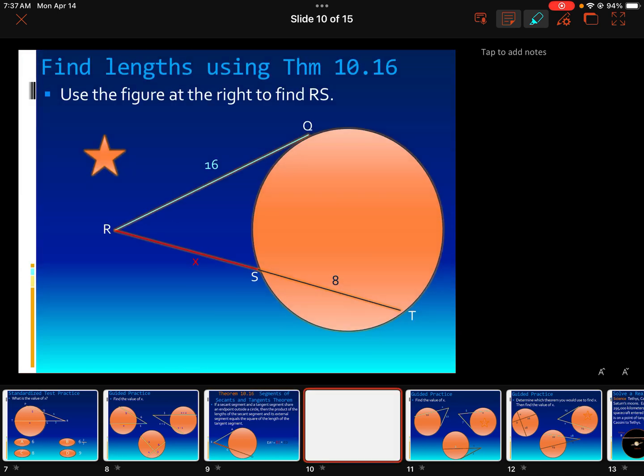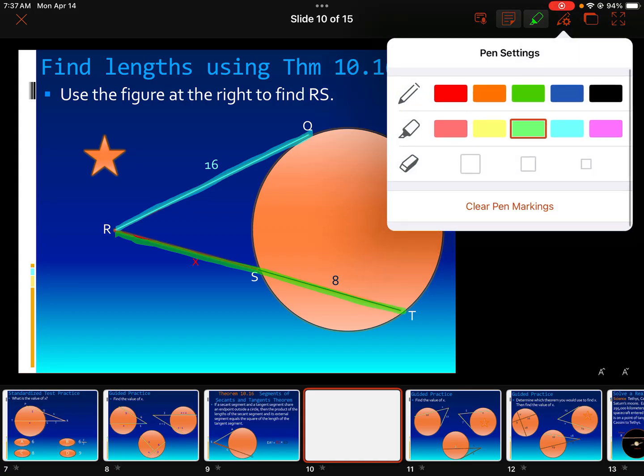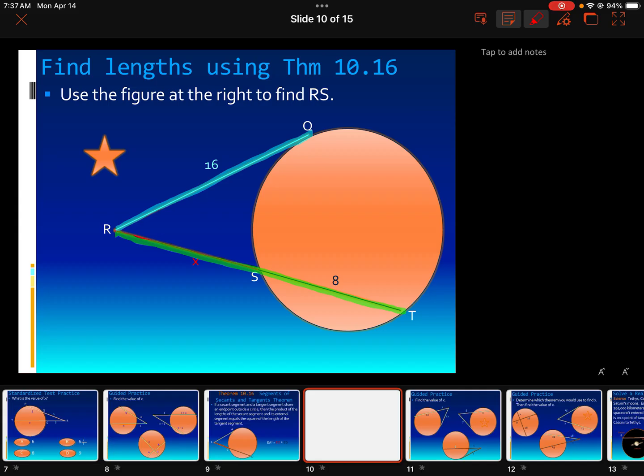Let's try one of those. We want to find the distance from R to S. Okay, well, I have a tangent, or at least it looks like a tangent, that has a length of 16. I have a chord that has a length of x plus 8. I'm just adding those pieces together. And then I have this external piece that has a length of x. I need that x plus 8 to multiply with the external part, x, and set that equal to 16 squared.